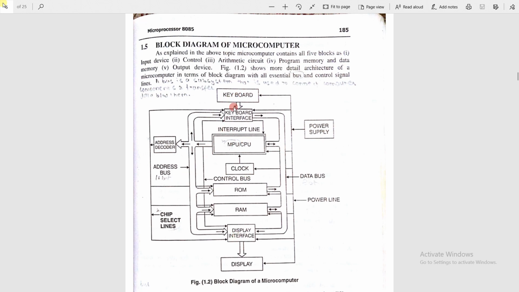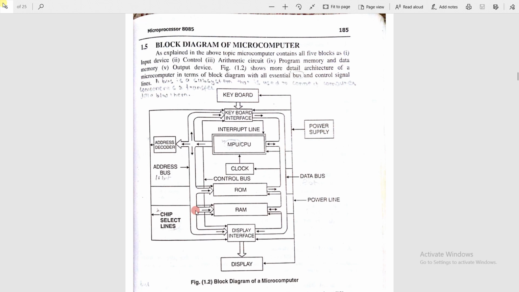As an input device has its own interface, an output device also has its own interface. Like display is the output device, a display interface is required for it. There are chip select lines. Chip select is the name of a control line in digital electronics used to select one of the ICs out of several connected to the same computer bus.